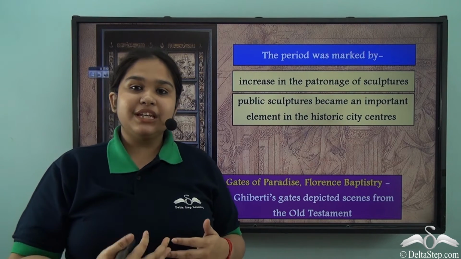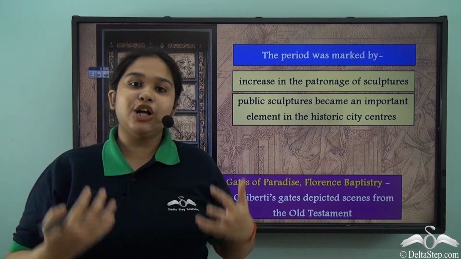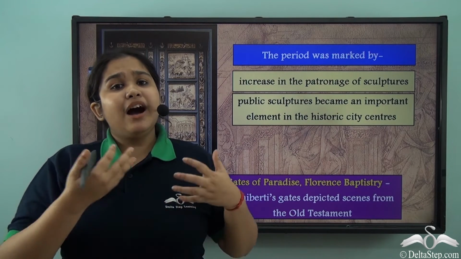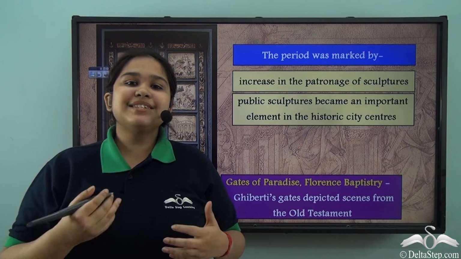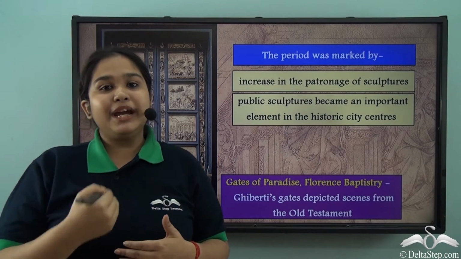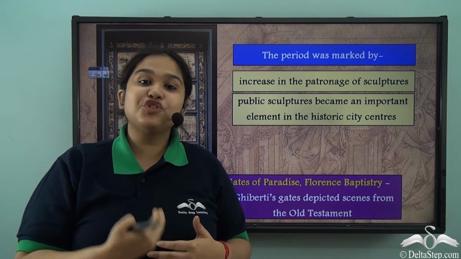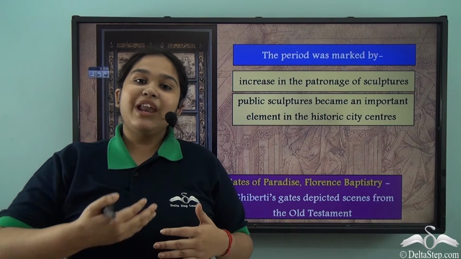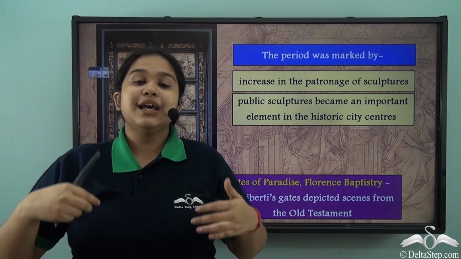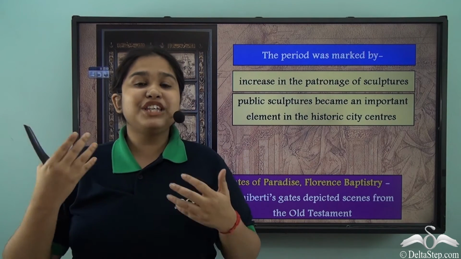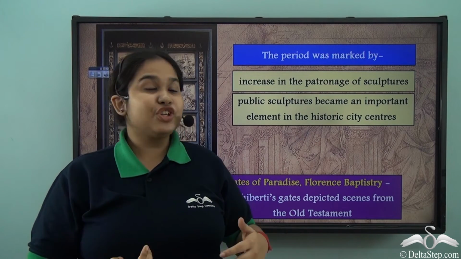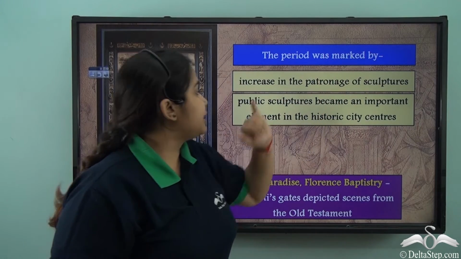People were now taking more interest in making sculptures, and sculptures were now being made independent of any architectural building. So independent sculptures were being made, and these sculptures were made because there was an increased patronage of the sculptors, right? So like we have seen that during the high Renaissance art phase, these painters were being patronized by families like the Medicis. So these sculptors also gained patronage, and that was a marker in this period.